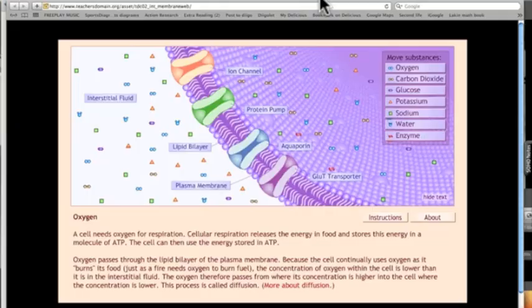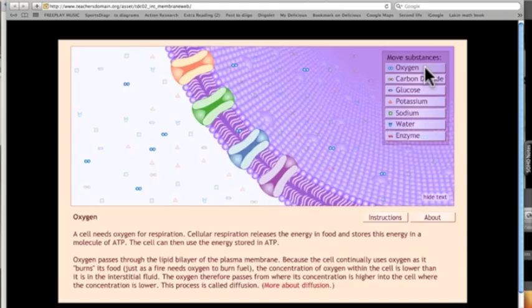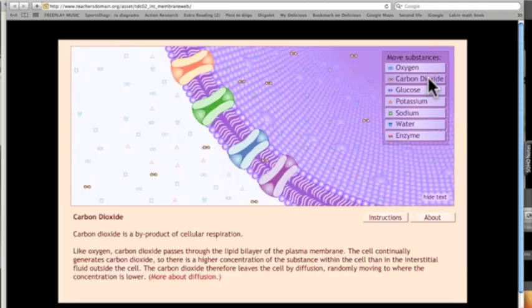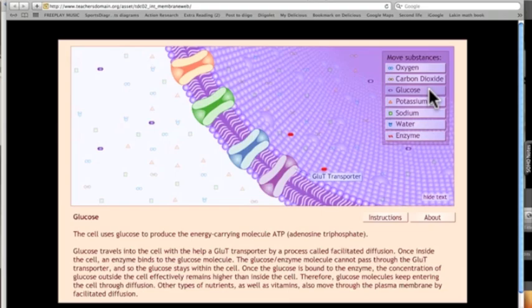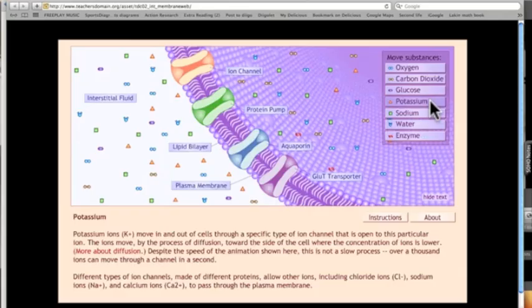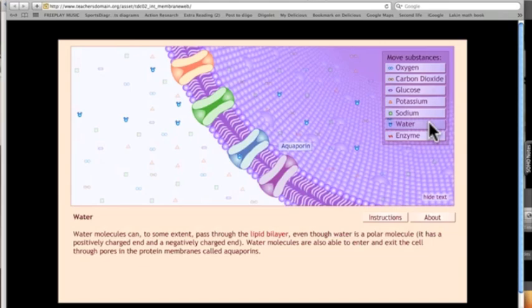Here's a computer model showing us actual substances going in and out of the cell. Certain things can go right through the cell membrane. Oxygen, for example, goes right through, as does carbon dioxide. Glucose, however, needs a protein channel or a pore to go into the cell. Charged ions like potassium also need a special protein channel. Water, to some extent, can move through the membrane, but there is a special channel for it as well.